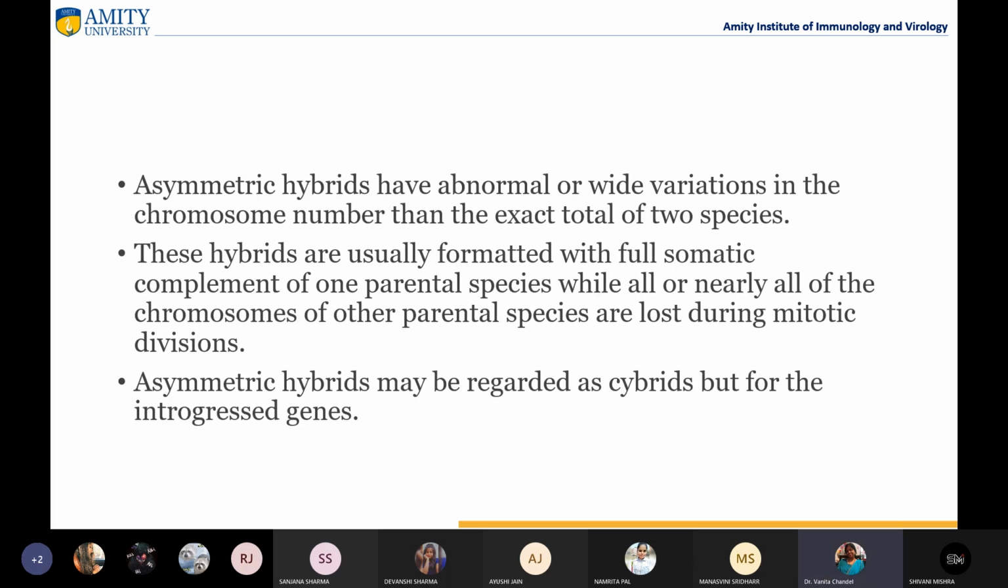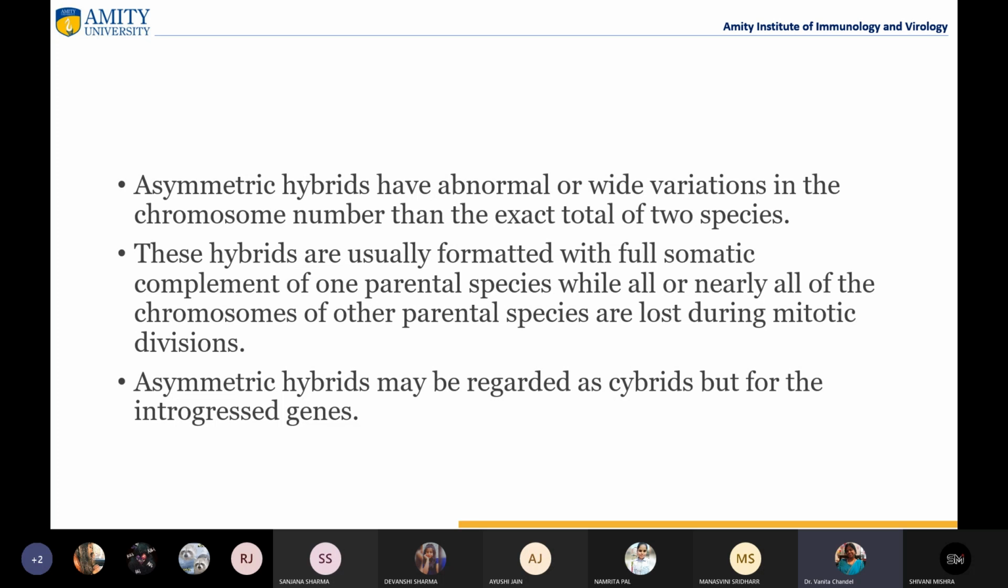Asymmetric hybrids have abnormal or wide variation in the chromosome number than the exact total of the two species. These hybrids are usually formed with the full somatic complement of one parental species, while all or nearly all of the chromosomes of the other parental species are lost during mitotic division. So that's why they are asymmetric. Asymmetric hybrids can also be regarded as cybrids, but for the introgressed gene.